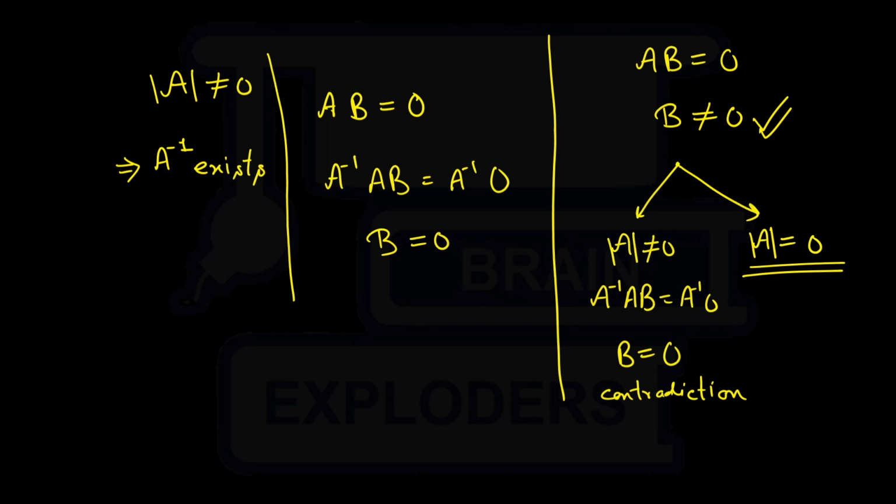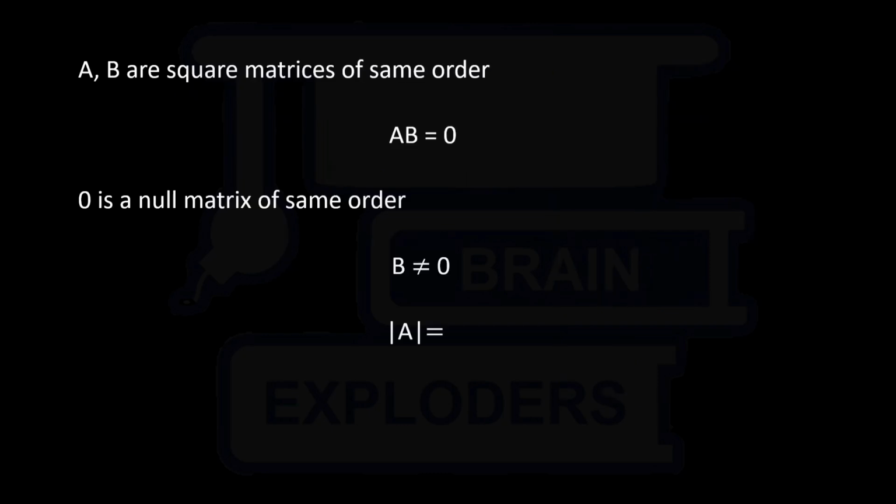and A is a singular matrix, right? So here I got my confusion cleared, that if the product of two matrices is a null matrix and one of them is not a null matrix, right? It may be that B is 0 or not equal to 0, we don't know. But if B is not a null matrix, then the determinant of A is definitely 0.